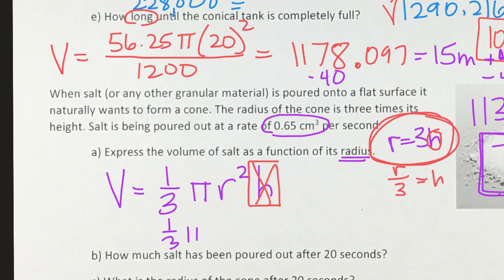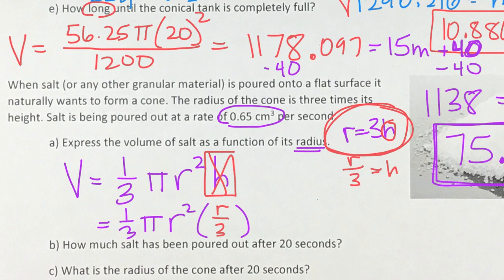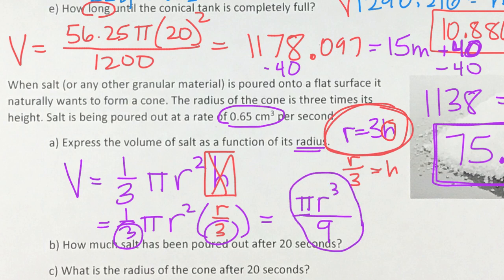So I'm going to plug that into my formula. Instead of h, I now have r divided by 3. I'm replacing h with r over 3. So this should simplify to, let's see, denominator times denominator, so it's a 9 in my denominator, and I just have pi r cubed in my numerator. A pretty simple formula right there, pi r cubed over 9.